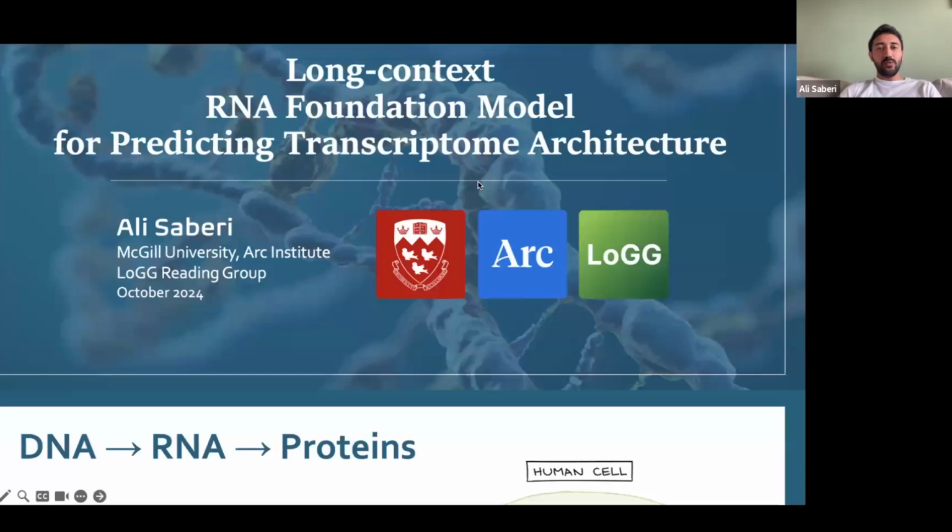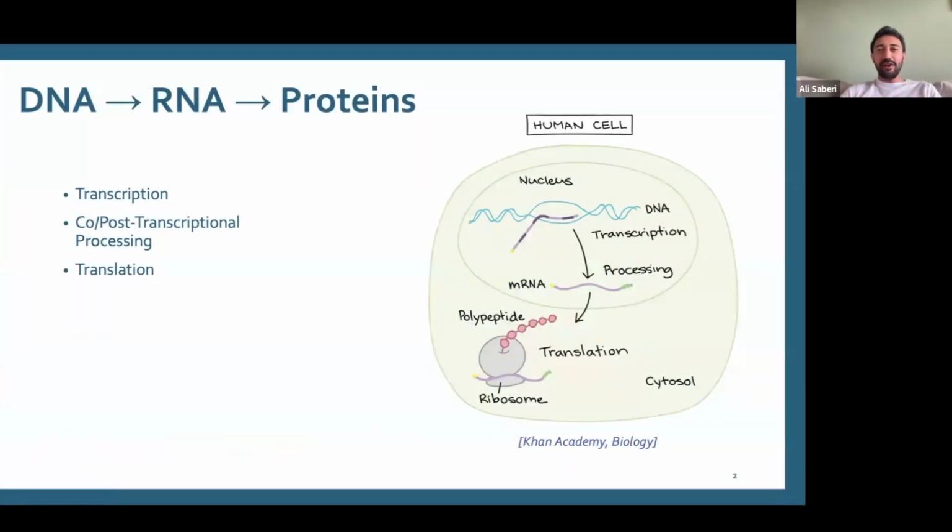Okay, some basic biology. We all know about the central dogma of biology. We have DNA that is transcribed into RNA. We have some type of RNAs called messenger RNAs, or mRNAs, that are translated into proteins. And we have co- or post-transcriptional processes. Right away, mRNA is messenger RNA, right?